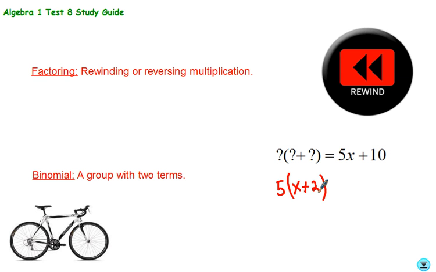What's really nice about factoring is I can always check my answer to see if it's correct or not. Because if I distribute, 5 times x, I get 5x. If I say 5 times 2, I get 10. So it's one of these things where you can always check your answer.